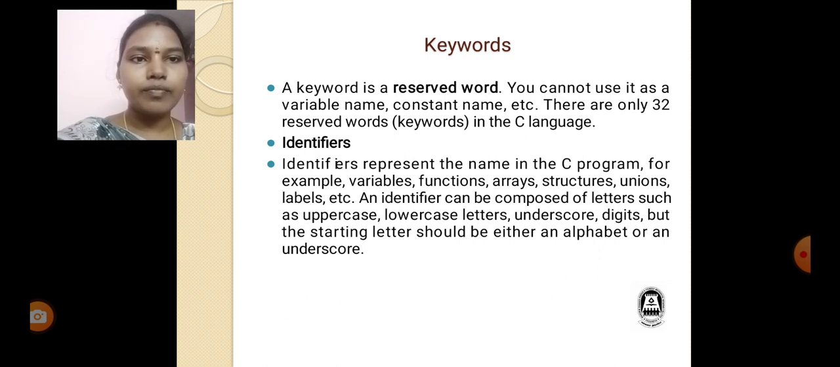For example, what are all the examples of identifiers? They are variables, functions, arrays, structures, unions, labels. An identifier can be composed of letters such as uppercase, lowercase letters, underscore, digits. But the starting letter should be either an alphabet or an underscore. An identifier represents a name. To specify the name, we use an identifier.